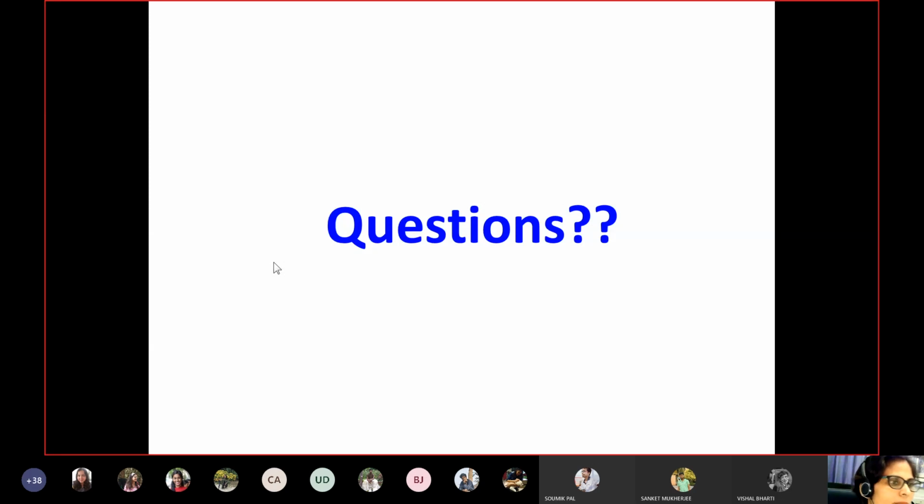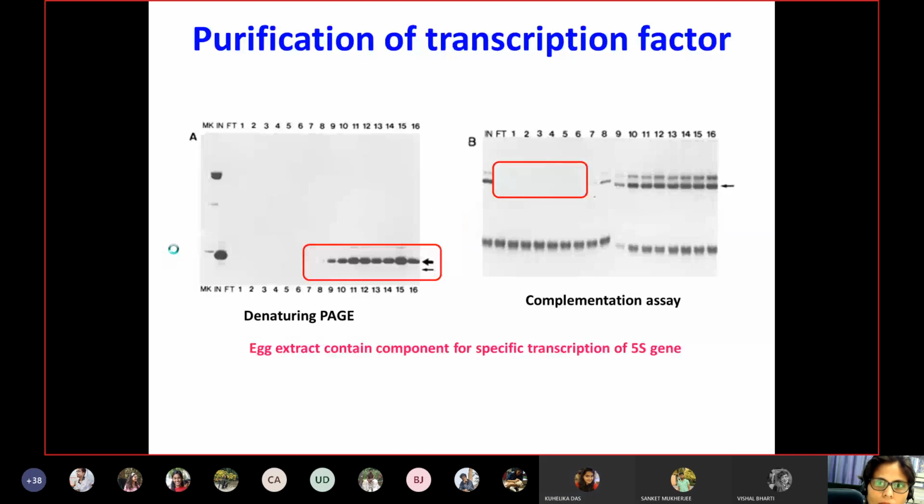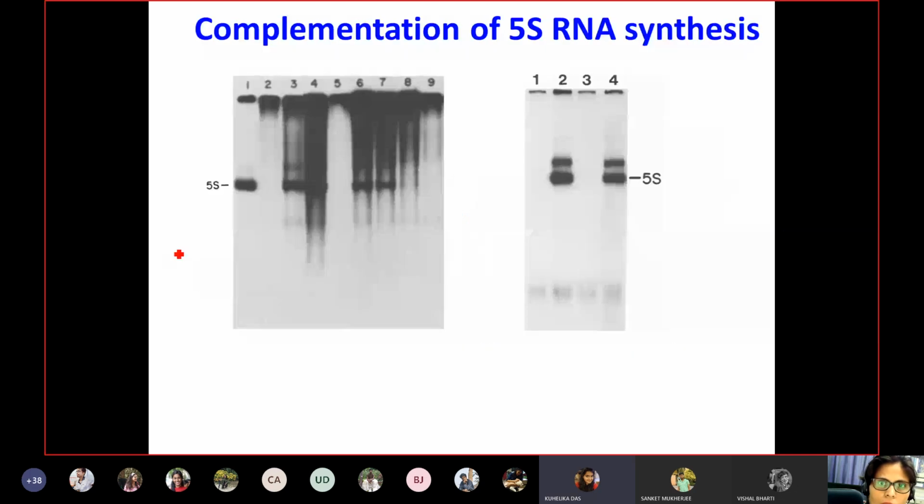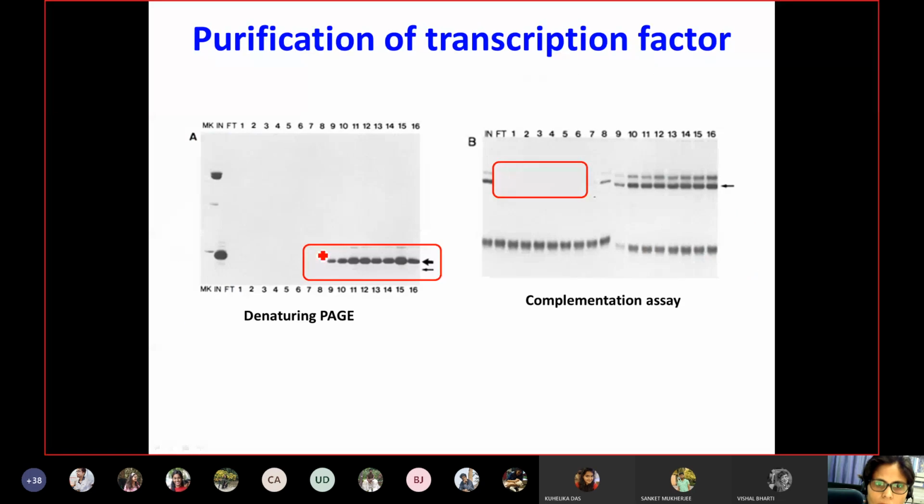Yes, Kohilika. Ma'am, can you please repeat the purification of A factor slide? I was confused in that. Okay. Which part? So this one.